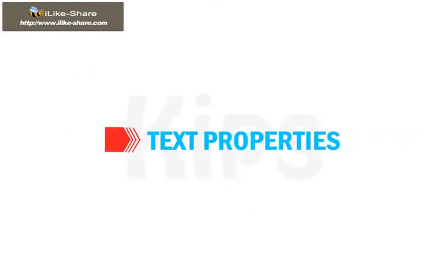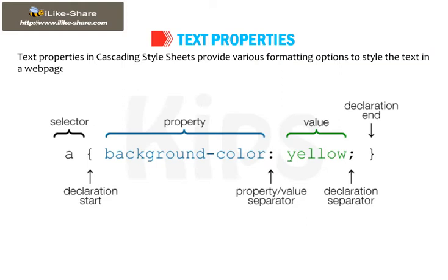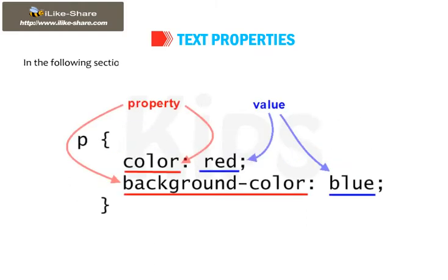Students, now let us find out about the text properties. Text properties in cascading style sheets provide various formatting options to style the text in a web page. In the following section, you will learn about the various text properties and their description.